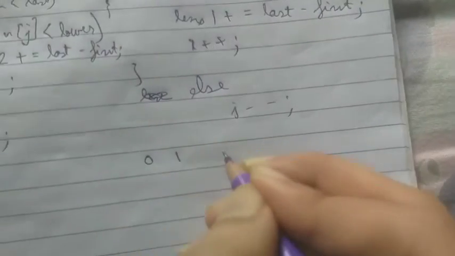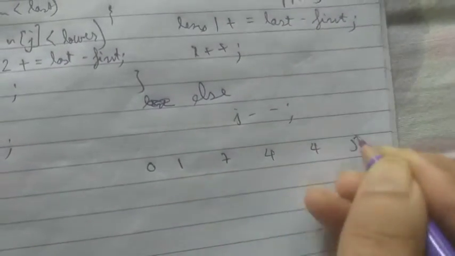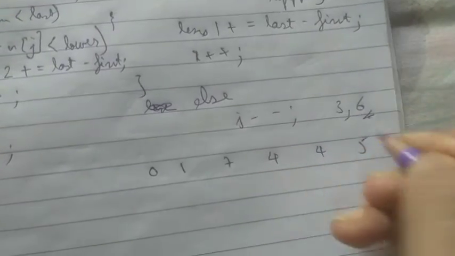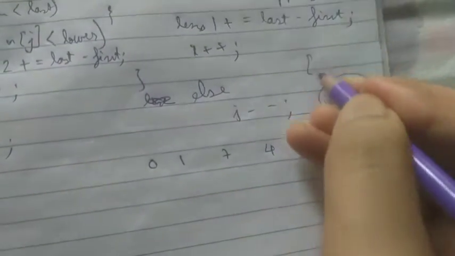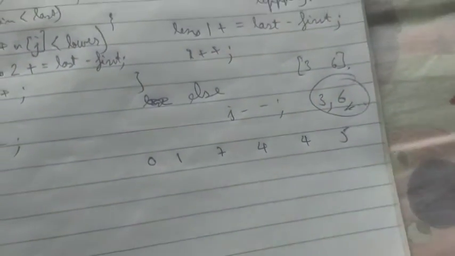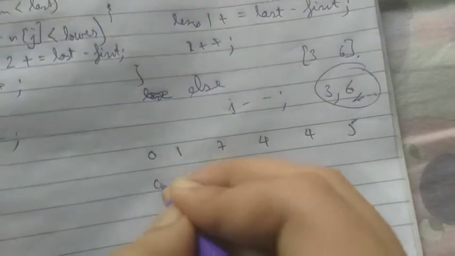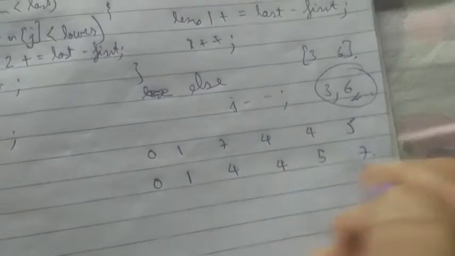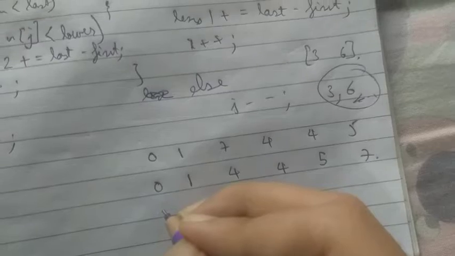Okay, so the array was 0 1 7 4 4 5, and the lower limit was 3 and the upper limit was 6. Okay, that is the range 3 to 6. Now first of all we have to sort the array. So 0 1 4 4 5 7. This is what the sorted array looks like.